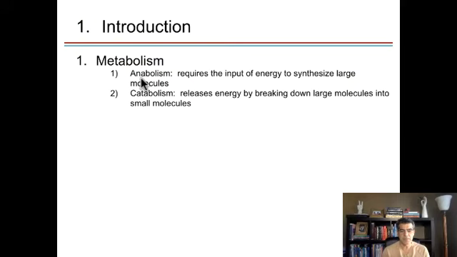Anabolism by definition means building up. If you build something, you have to spend some energy. Catabolism by definition is breaking down. Catabolism releases some energy. Anabolism is equal to endergonic reaction. Catabolism is equal to exergonic reaction.